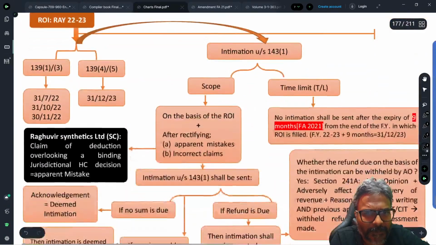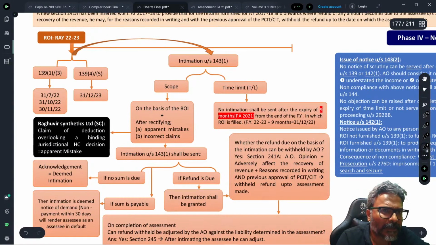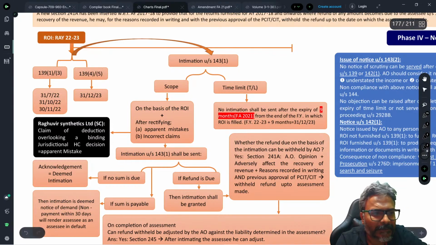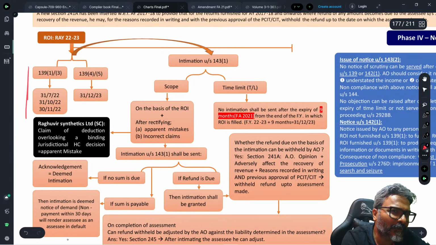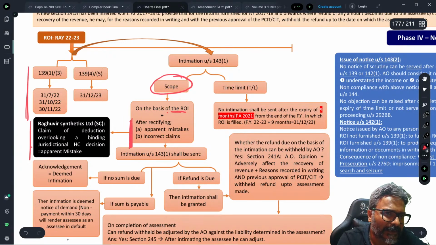Every one of you. So this is a chart which I have prepared for all of you. Apart from this, we have discussed this particular proposition completely. Students, Raghuveer Synthetics is the case law which I am telling all of you again. Just be extremely careful about this judgment. Because the scope, as you are aware, is on the basis of the ROI plus rectifying the apparent mistake. So what is apparent as per the Supreme Court judgment?